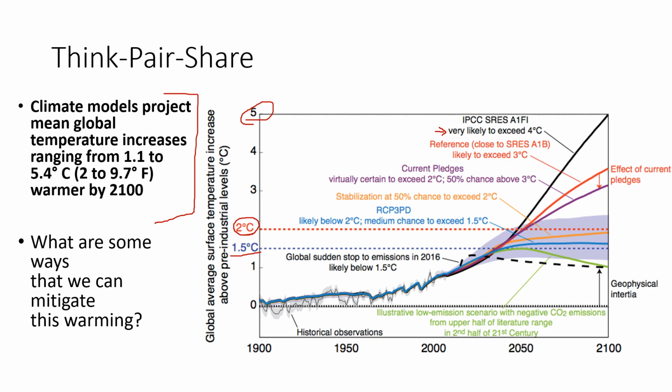Effective current pledges. So these pledges are what countries have said that they will do for the Paris Climate Accord, not really held to any legal standard. And that's still going to bring us to between 3 and 4 degrees worth of warming by 2100. And most countries aren't even doing what they pledge to do.